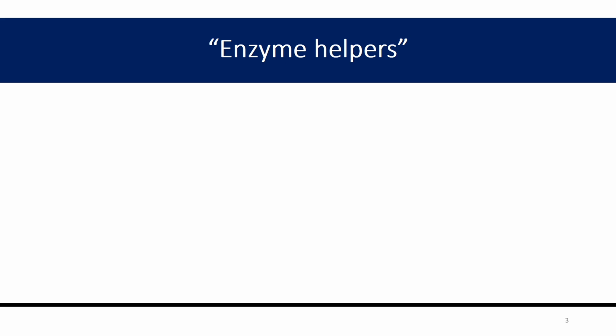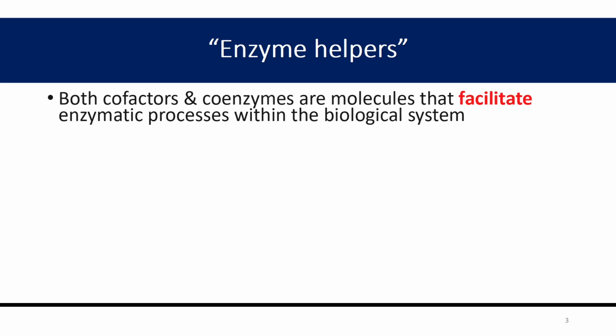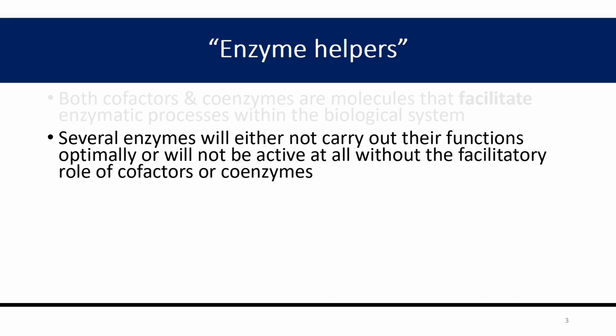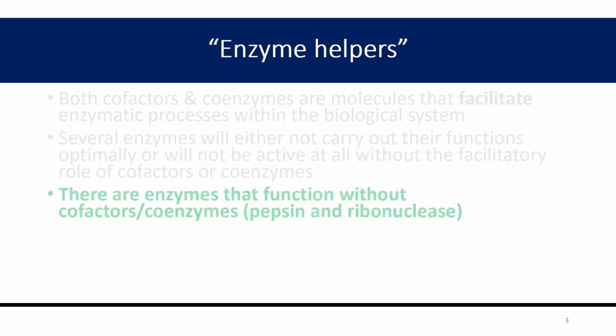Now, in order to understand cofactors and coenzymes, we will mention the concept of enzyme helpers. Both cofactors as well as coenzymes are essentially molecules that facilitate enzymatic processes. In other words, their activity is limited in the absence of cofactors and coenzymes, and that's the reason why they have their names. They are co-players or co-partners in the enzymatic processes.